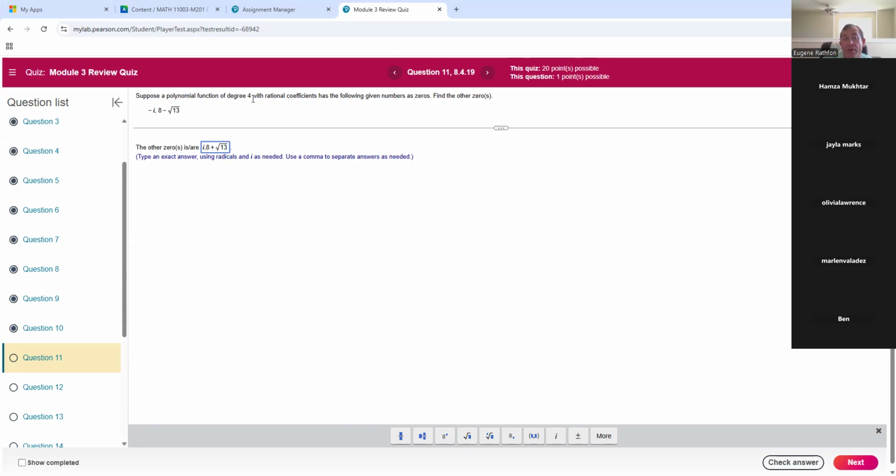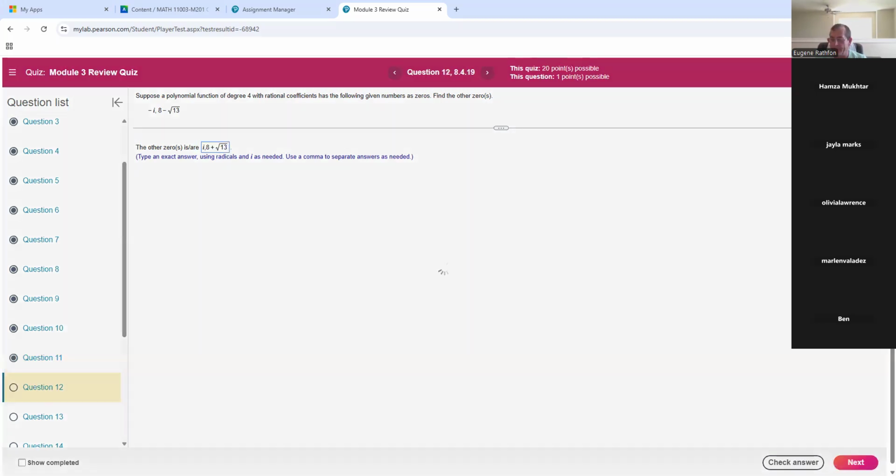They're telling you it's a degree 4, so you should have 4 zeros altogether. So you had to find those other 2. Okay? Now, remember, this is 2 numbers. Some people treat it like 3. But y'all, the 8 minus square root of 13 is a single number, okay? Alrighty, y'all. So, next.